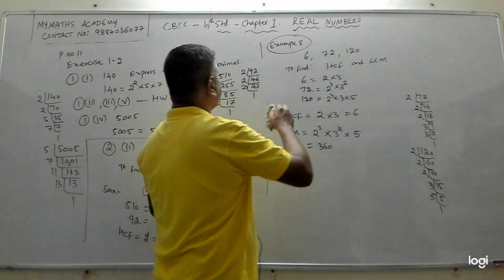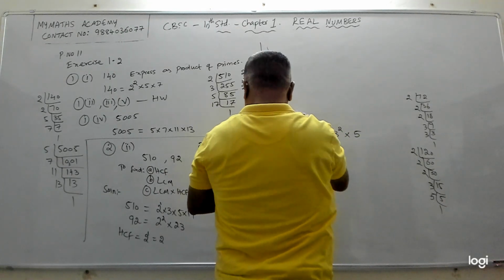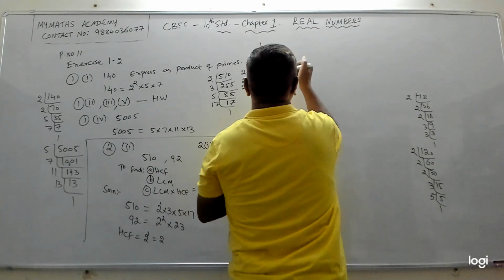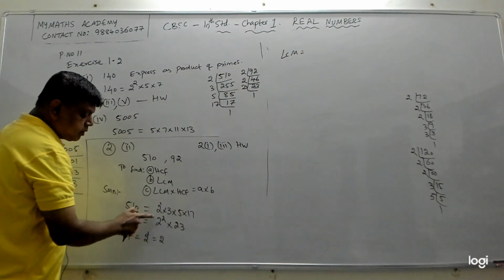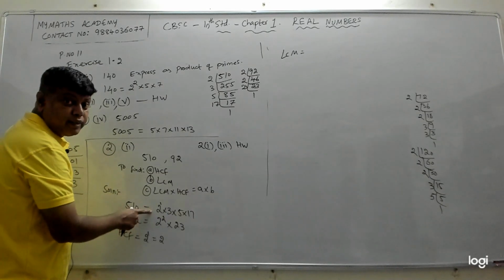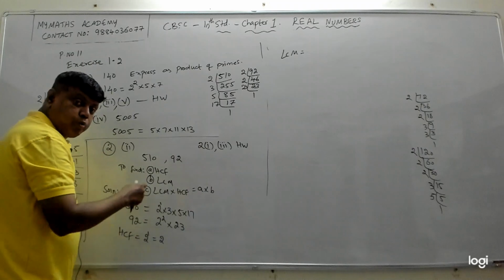So what is our LCM? Right? So for the LCM, what do we do? For LCM, we have to check again. Number is present in both. If the number is present in both, we have to take the highest power for LCM. This is 2 power 1. This is 2 power 2. This is highest. 2 power 2 is highest.